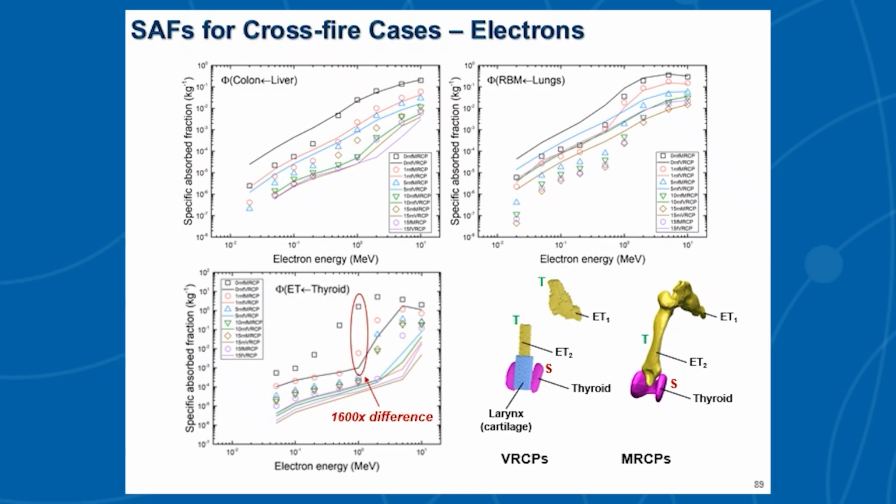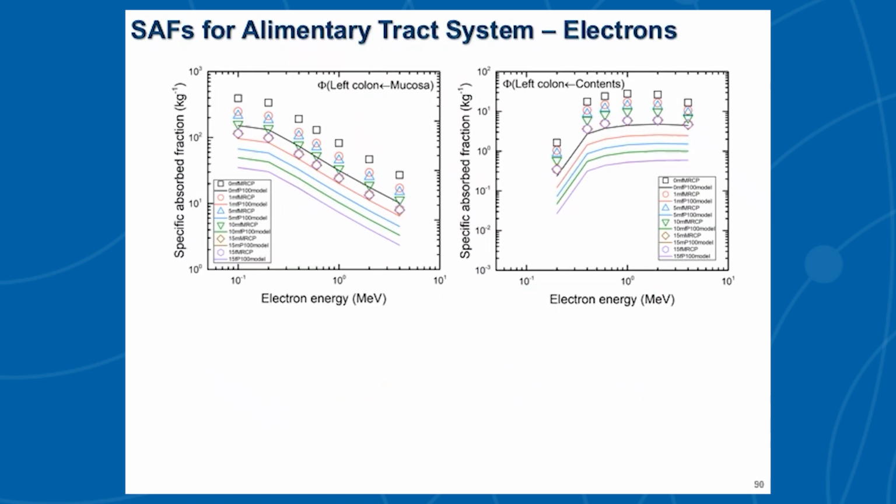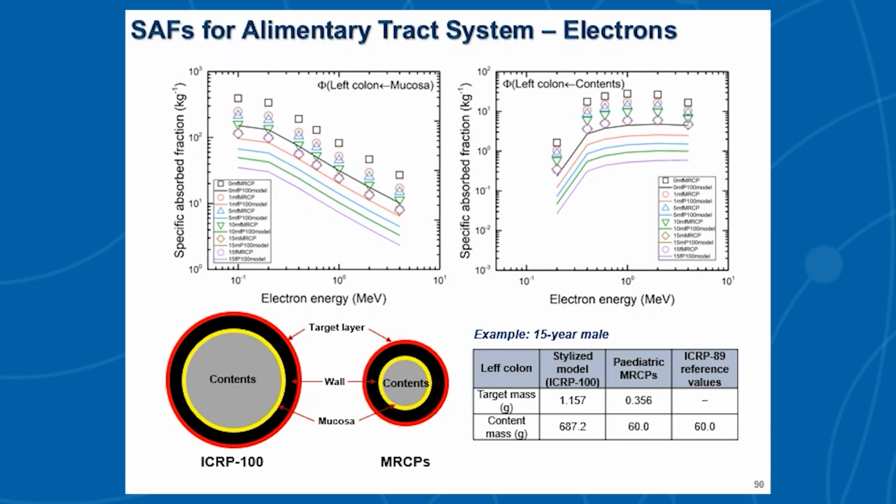This slide shows an example of electron SAF for alimentary tract organs, comparing the results between the mesh and stylized models. When either the mucosa or content were the source region, the mesh phantoms provided much higher SAFs for the entire energy range. This is mainly because the target region mass in the stylized model was significantly overestimated compared to the mesh phantom. In fact, the absorbed fractions themselves were quite similar.